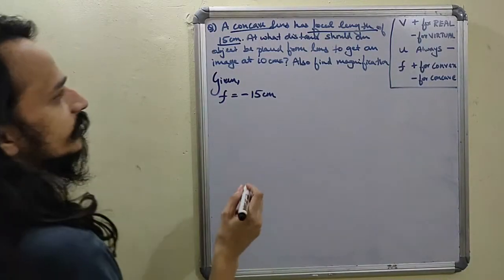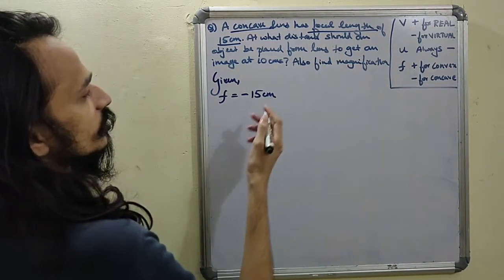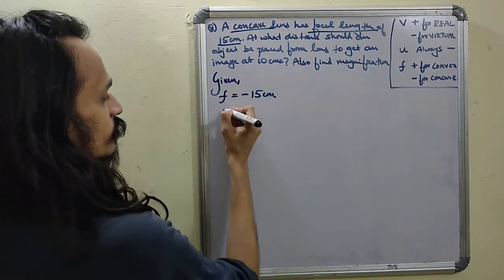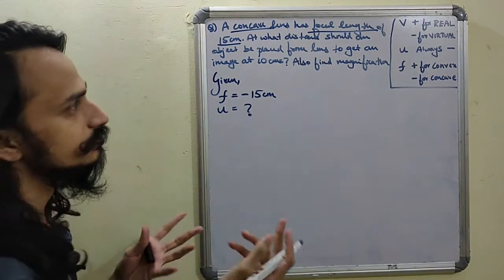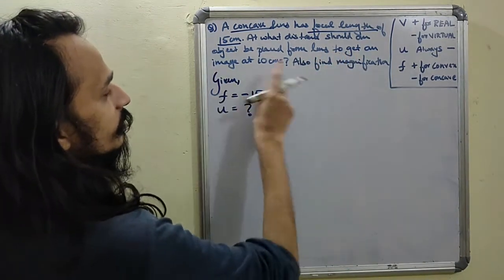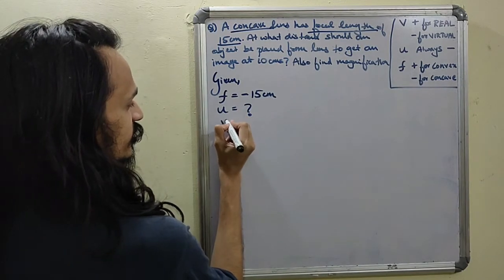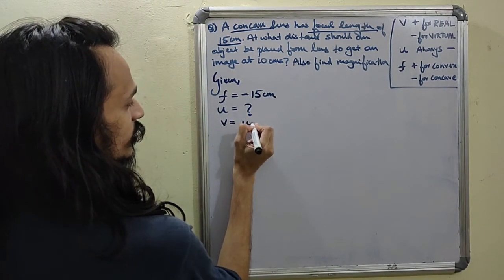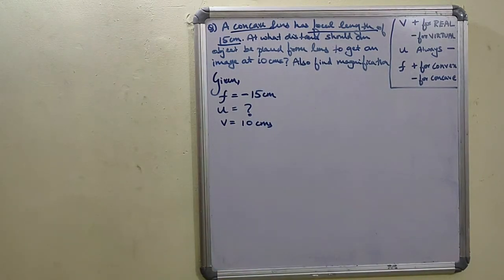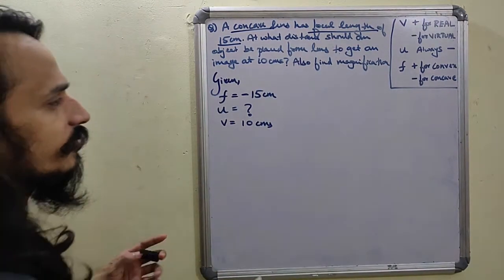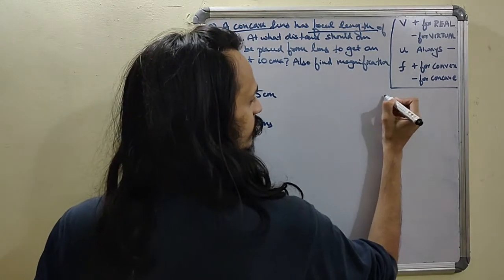For the next one, at what distance should an object be placed? They're asking what the object distance should be to get an image at 10 centimeters. So they're saying V should be 10 centimeters. If I have to draw the diagram for this, it would look something like this.